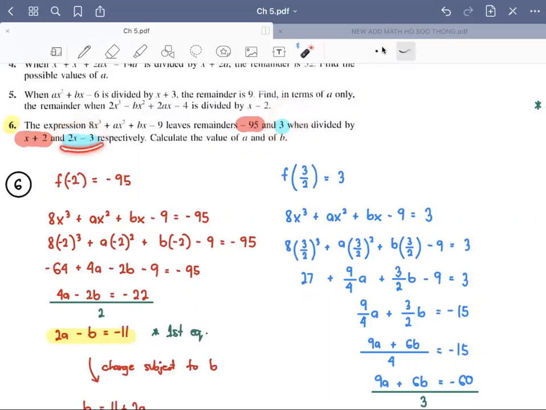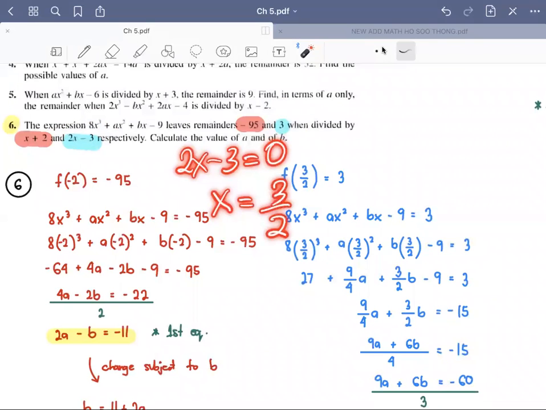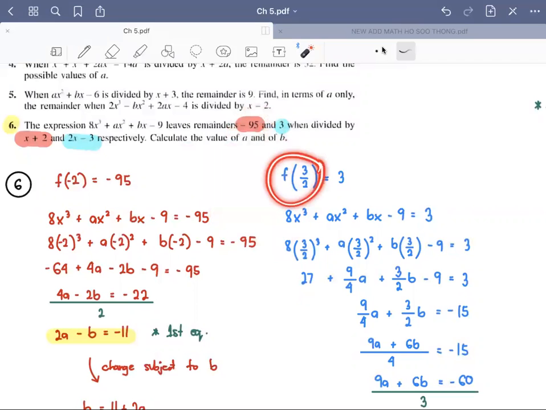So from here, what is the function here? If your expression is 2x minus 3, your function will become f of 3 over 2. And how did we get 3 over 2? So basically 2x minus 3 equals 0. So therefore, x is equal to 3 over 2, right? So you transpose 3, you divide it by 2, you get 3 over 2. So therefore, your function f of 3 over 2 equals 3. Again, 3 is your remainder, right? So the function equals the remainder.